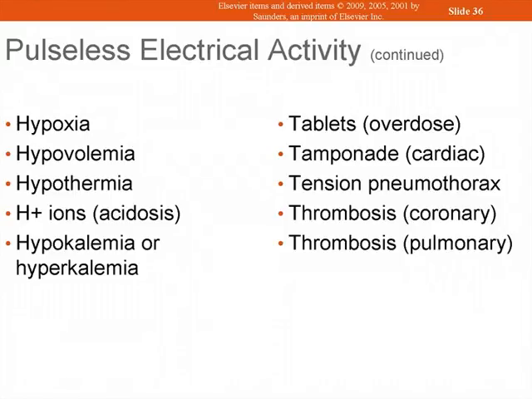These are the things that you want to look for: hypoxia, hypovolemia, hypothermia, acidosis, hypo or hyperkalemia. Could this be an overdose? Could this be a tamponade? Could it be a tension pneumo? Or could this be a coronary infarct or a PE? So these are the things that you want to look for. So 5H, 4T.